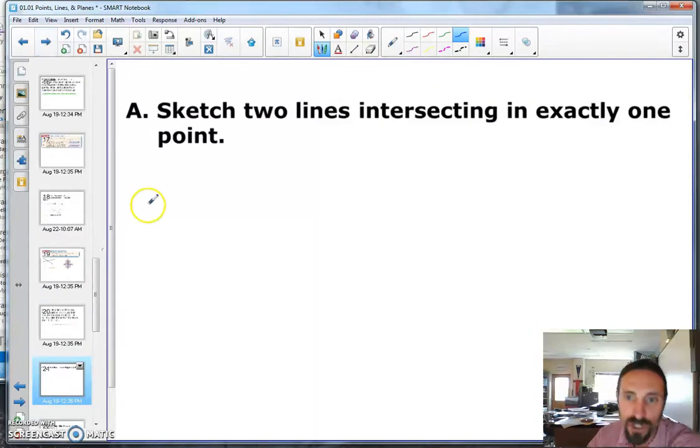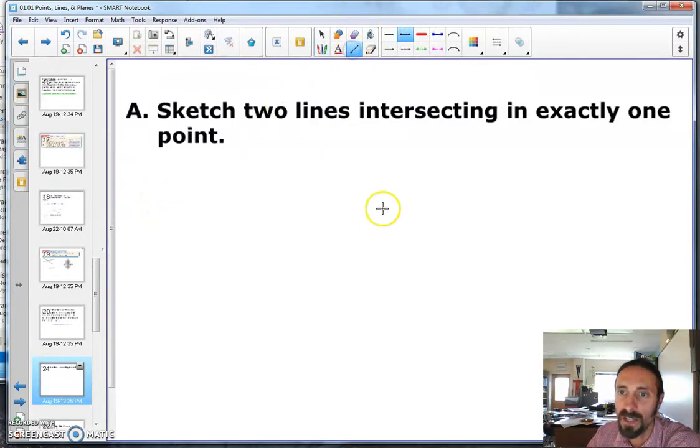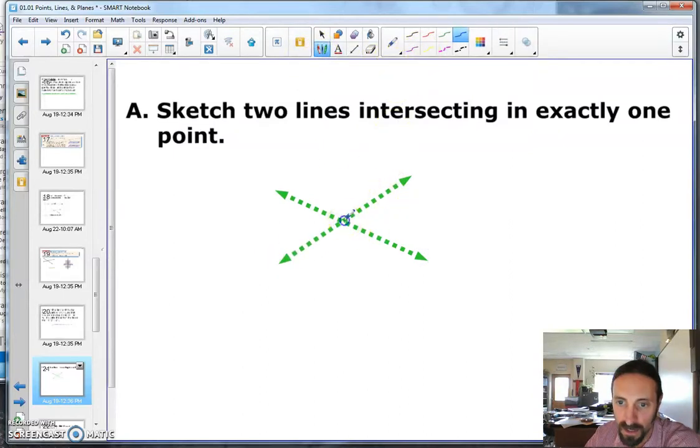Okay, sketch 2 lines intersecting in exactly one point. Go ahead, pause the video, try it yourself. Very good, nice job. So again, I'm going to use a line here. Let me just do this one. Whew, there's a line. There's another line. Of course, they intersect right here at that point.